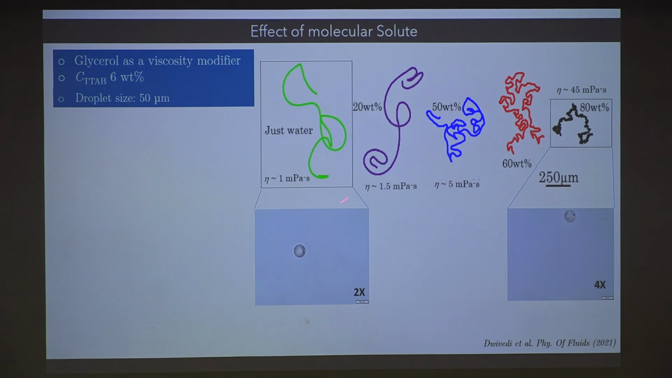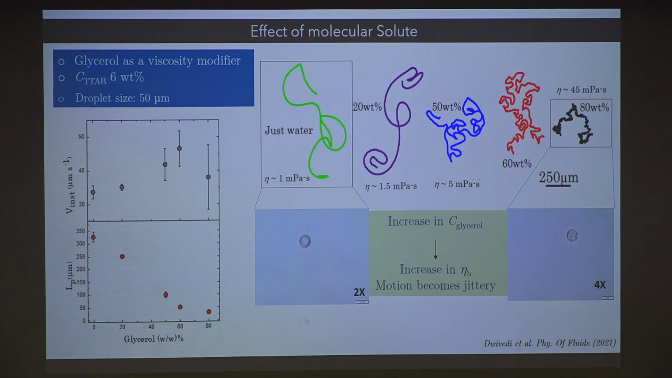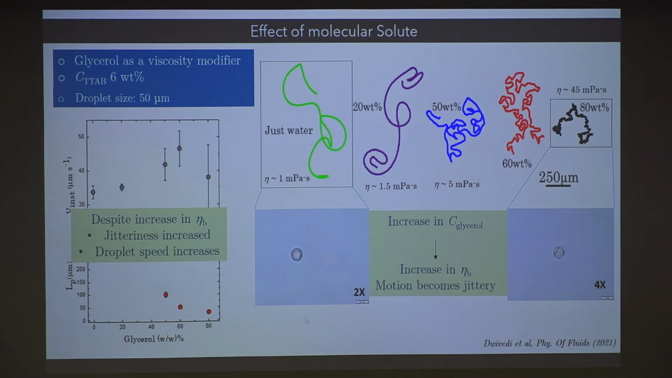So we started with a smooth looking trajectory in water, and with increasing glycerol concentration it became extremely jittery, which was sort of counterintuitive, because when we are increasing the viscosity of the system, we would expect the rotational motion to be suppressed. Rather, what we are observing here is that the motion becomes more and more jittery. We also noticed that with increasing glycerol concentration, the speed of the droplets was increased, and as I said, the motion became more jittery, so the persistent length of this droplets behavior was also continuously decreased. Right? So what we conclude from here is that despite increase in viscosity, the jitteriness in the motion is increased as well as the droplet speed is increased.